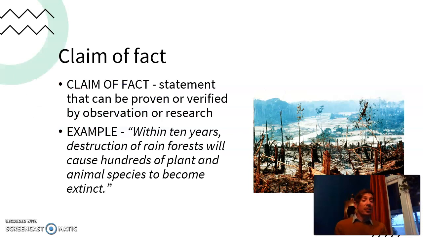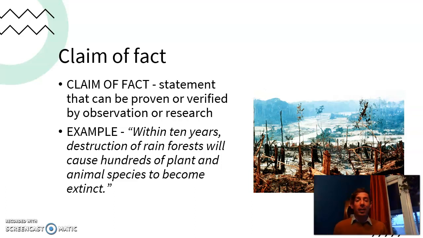There are different types of claims that we're going to learn right now. You can make a claim of fact. Claims of fact are statements that can be proven or verified by observation or research. So if I said, which would be a very weak claim, the sky is blue, you can go out there and say, let me take a look. And by observation alone, that would be a claim of fact.